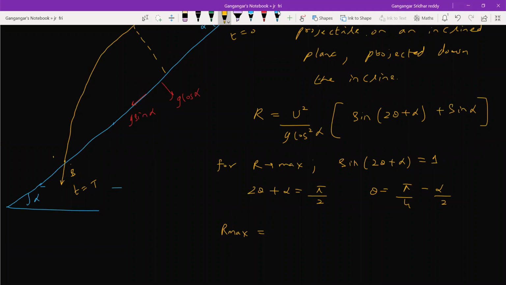This will be directly, shall I write? This should be equal to how much? u square by g times 1 minus sine alpha. This is the maximum range down an incline. You check that mathematics later on, that the same similar approach that we earlier developed, the same conditions we can use here. No big difference.